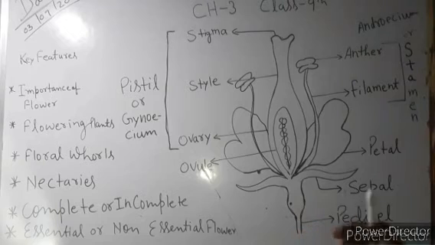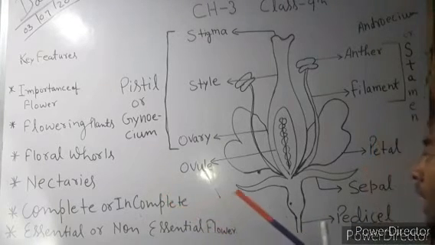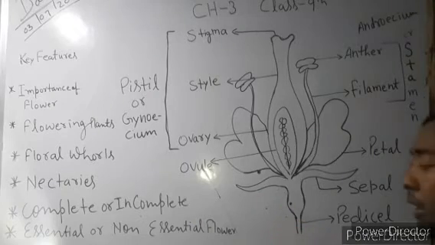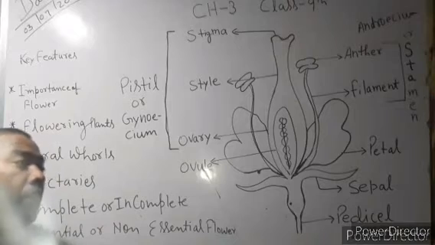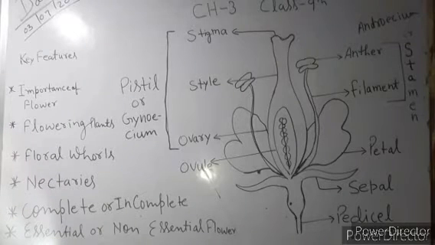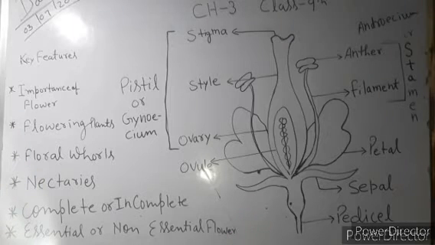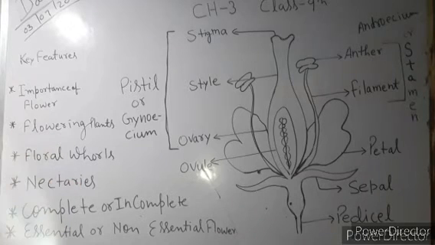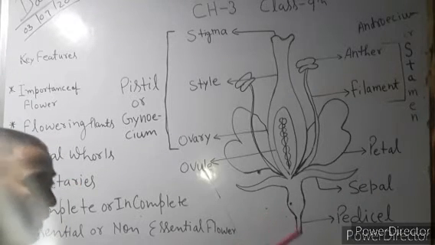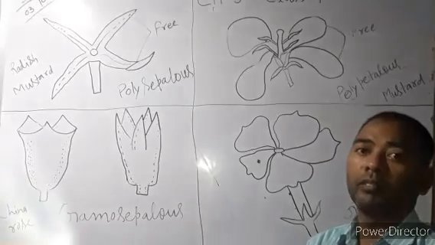In the just next, I will tell you one by one the importance of calyx and corolla, how they get together, what we call them if they are found separately, and what we call them if they are found fused. Okay, so I will tell you later on in the next.